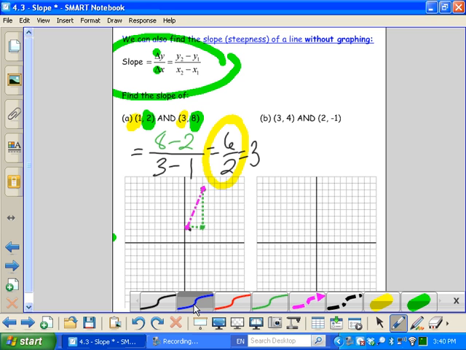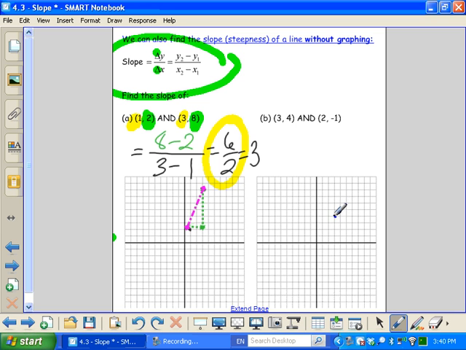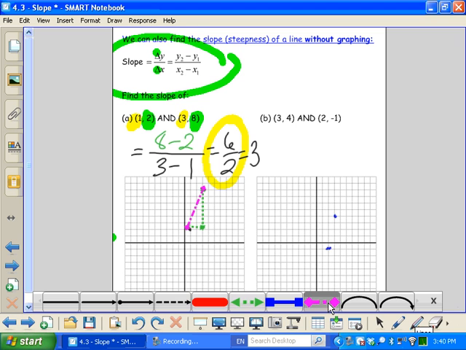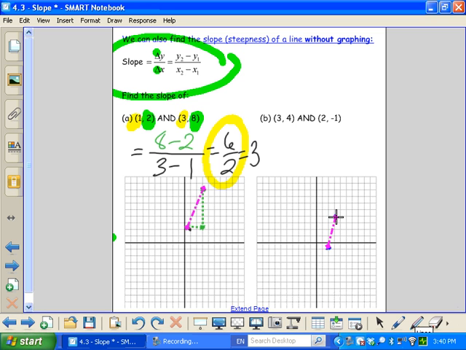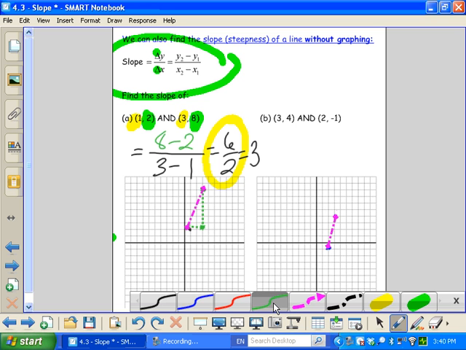So let's plot 2 more points. Let's talk about the 3 and then 4. So 3 and 4, so positive 3 and positive 4, that's right there. And positive 2 and negative 1, so positive 2 and negative 1. There's these 2 points here. So again, if I was to sort of model this slope with the pink line, that's what it looks like. Well, what's its rise? Well, you could count the squares if you really, really wanted to, or you could do this algebraically. So again, let's do this algebraically.